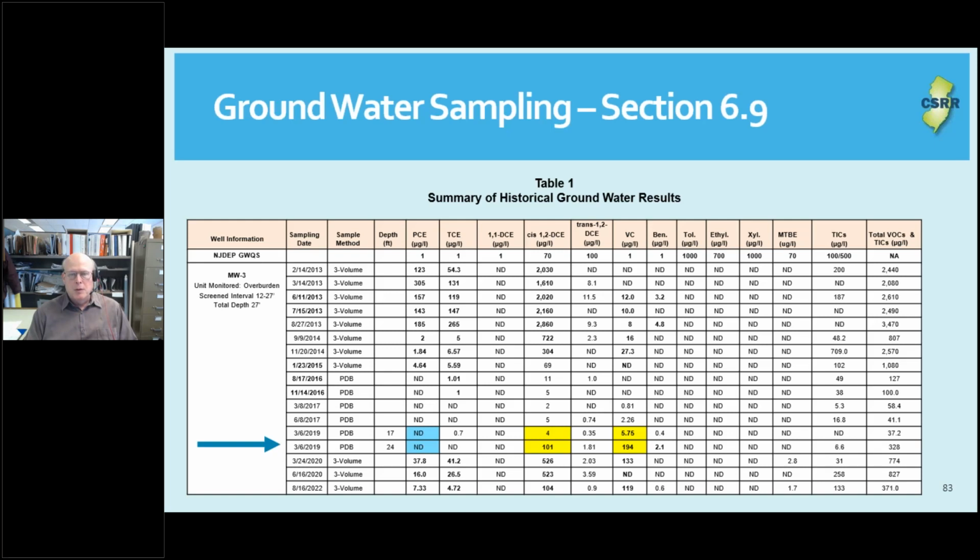The passive sampler set at the depth of 24 feet showed notably higher concentrations of 1,2-dichloroethylene and vinyl chloride than the sampler set at 17 feet. Next slide, please.